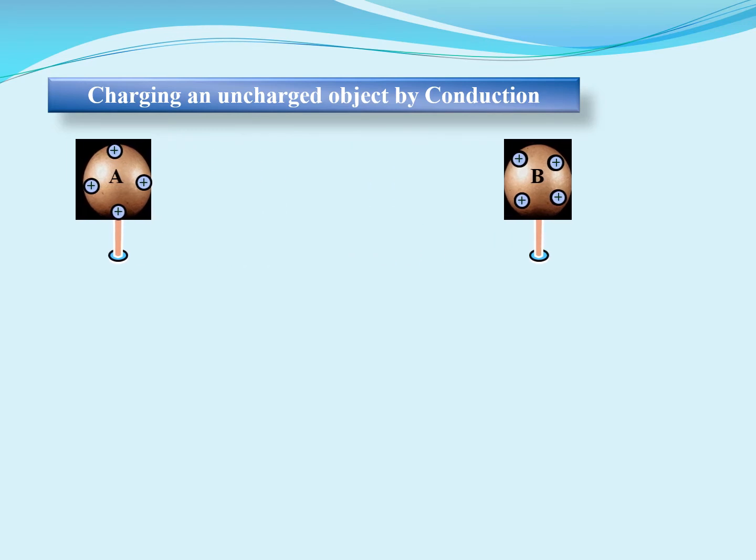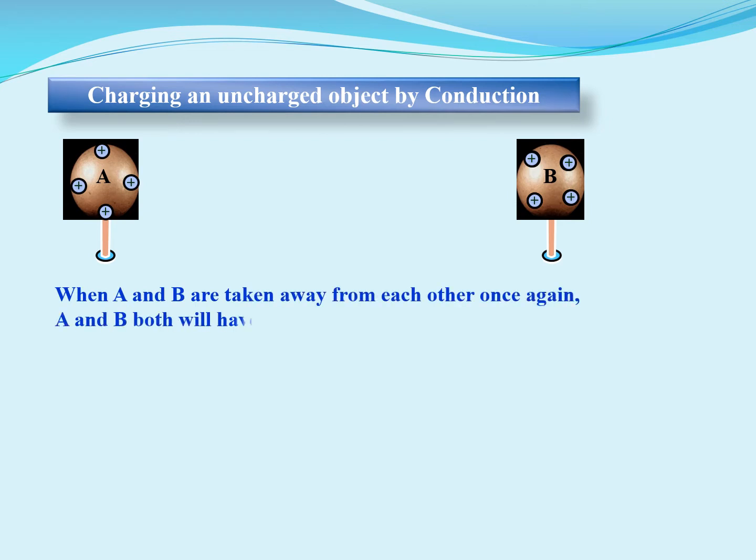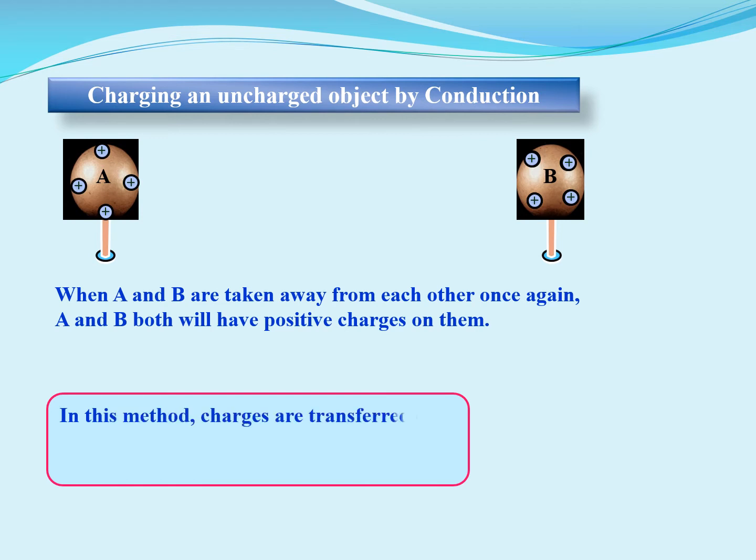And now if we separate both these two bodies by holding the insulating stand on which they are supported, we see that the charges on A and the charges on B remain on their surfaces, hence showing that A and B still remain as positively charged bodies. Hence, you can say that in this method, charges are transferred due to the contact between A and B, showing the method of conduction.